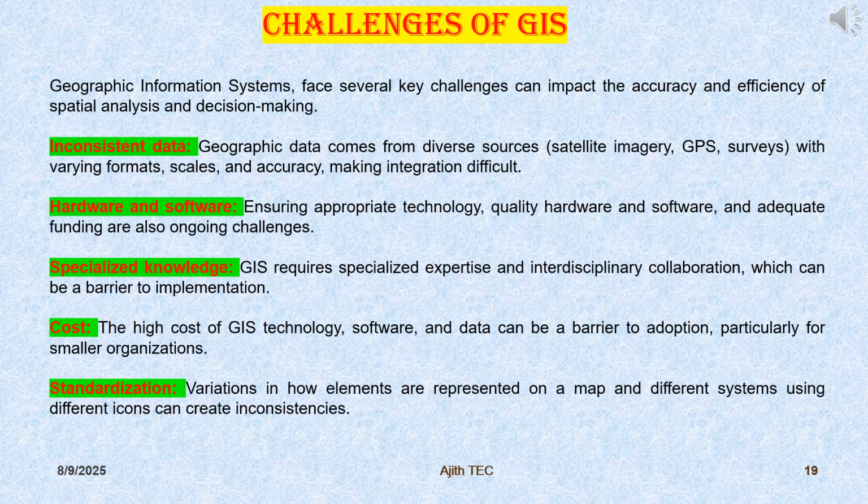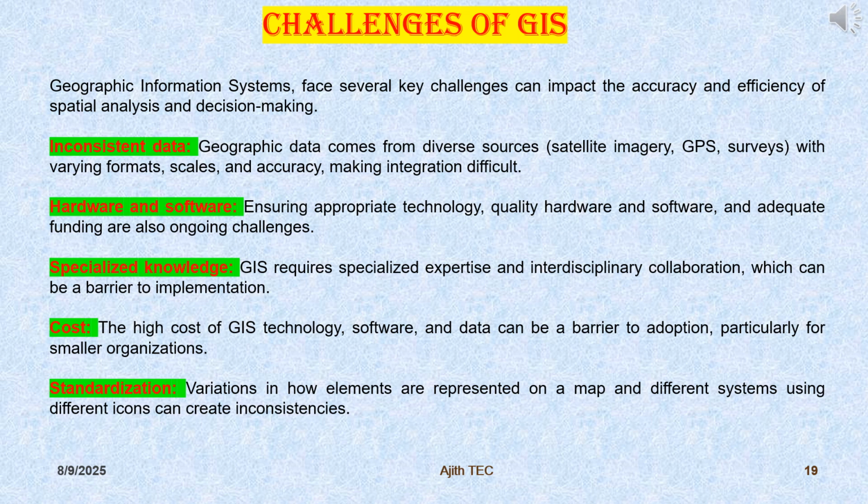Challenges of Geographic Information System. Geographic information systems face several key challenges that can impact the accuracy and efficiency of spatial analysis and decision-making. Inconsistent data. Geographic data comes from diverse sources: satellite imagery, GPS, surveys, with varying formats, scales, and accuracy, making integration difficult. Hardware and software. Ensuring appropriate technology, quality hardware and software, and adequate funding are also ongoing challenges.